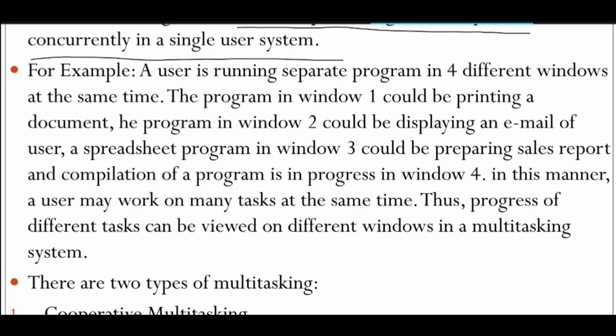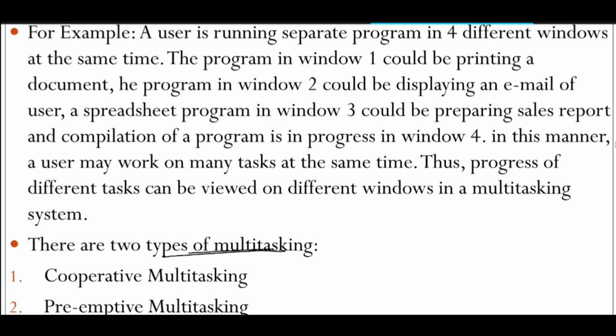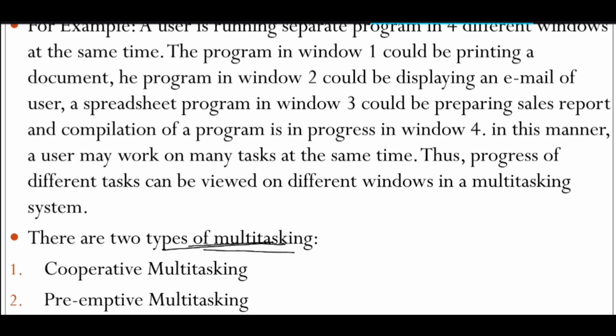Then there are two types of multitasking: one is cooperative and one is preemptive. We will again discuss preemptive types in our CPU scheduling. You can visit the video on CPU scheduling on this channel.